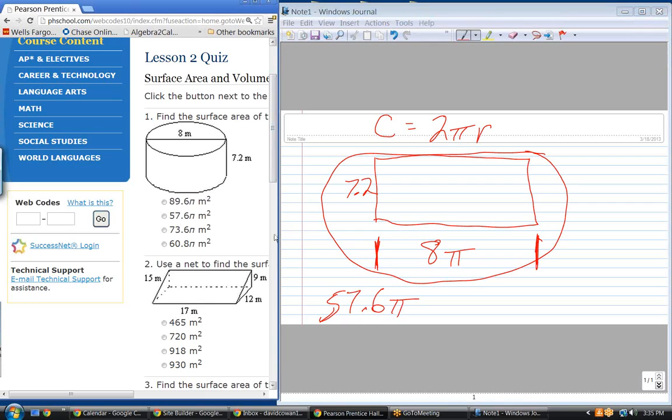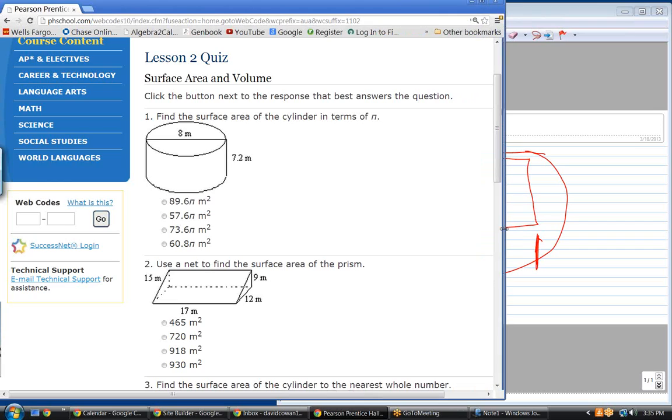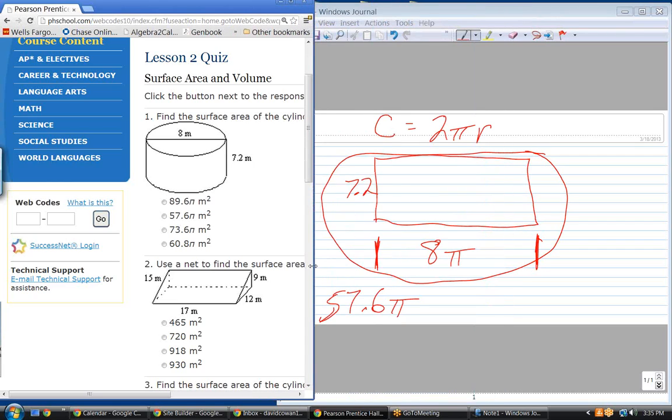Now let's examine whether we have a top and a bottom on this thing. Well, I guess we do have a top and a bottom. They've got the 57.6 pi answer there. But what's the area of the top? Can you tell whether they want the top and the bottom also? I'm having a hard time telling. They would have to show it, wouldn't they? I would think. However, let's see if that answer is on there.